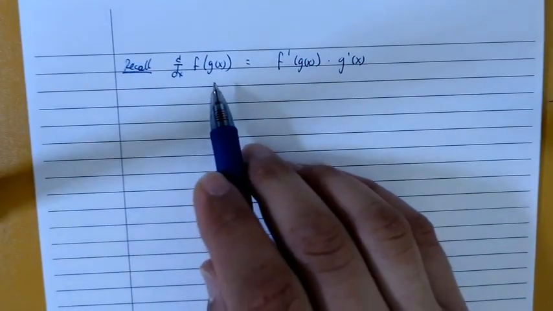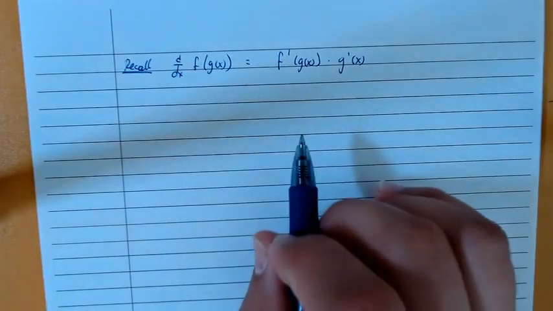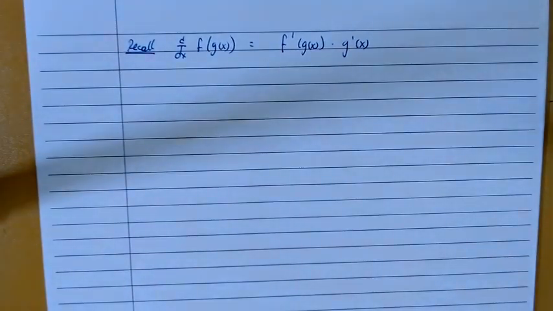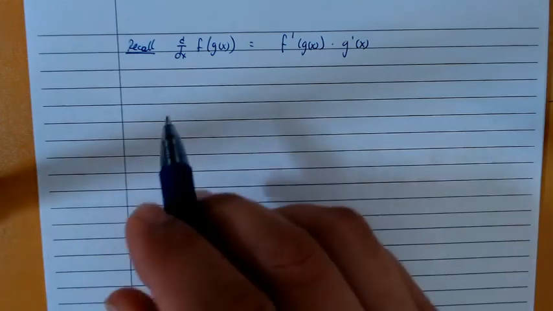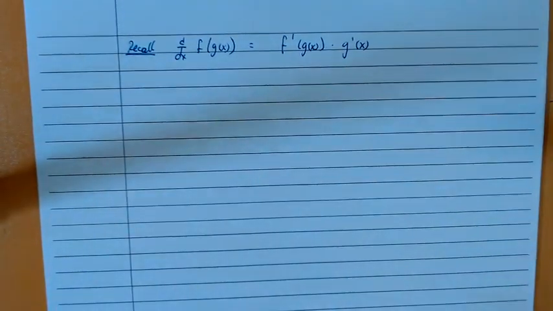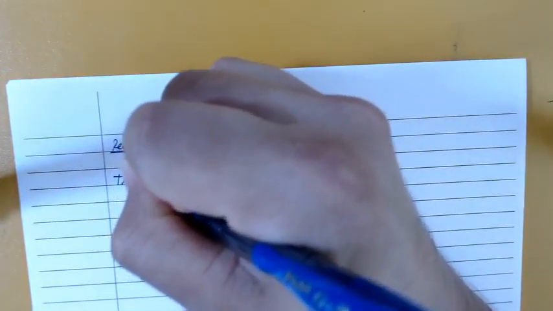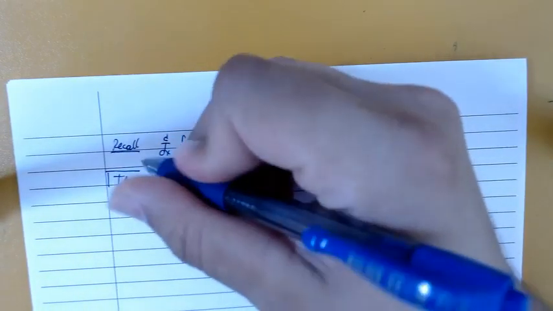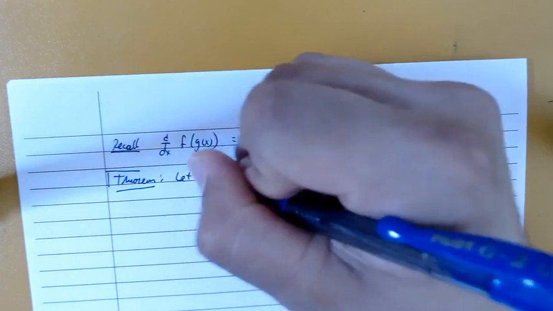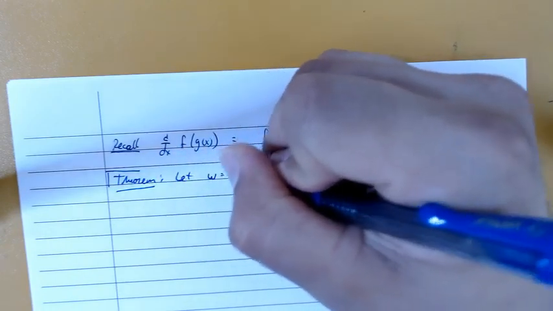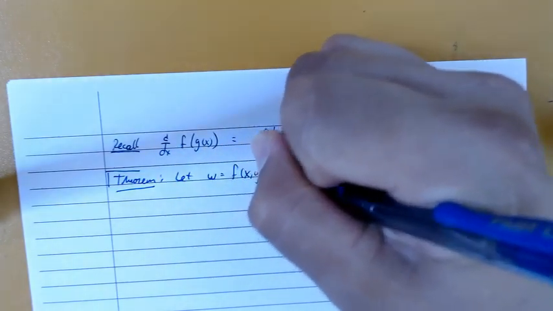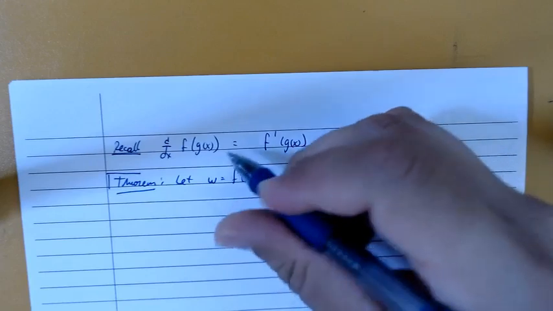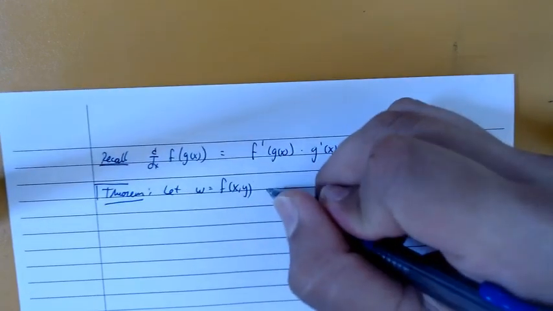Like that. Now, if you're dealing with a function of multiple variables, you do have something similar to this, but with multiple variables, we now bring into play partial derivatives. But it will be very reminiscent of what we see here. So let's begin with a theorem. Let's begin with a function. Let w be a function of two variables, x and y. So w equals f of x, y, where f is differentiable.